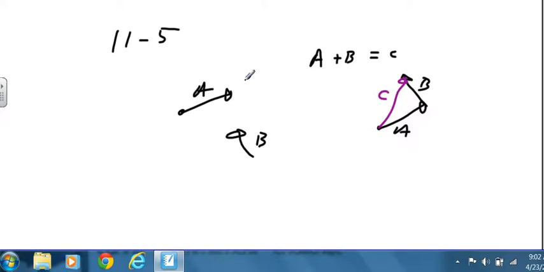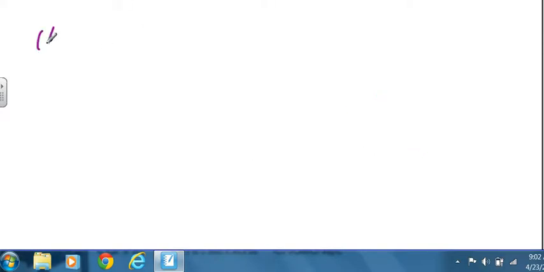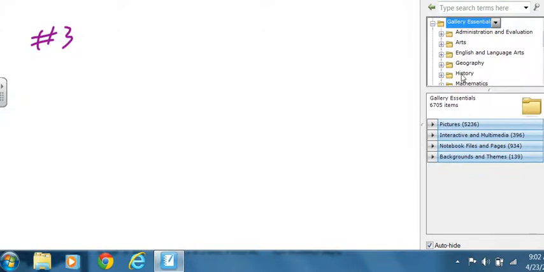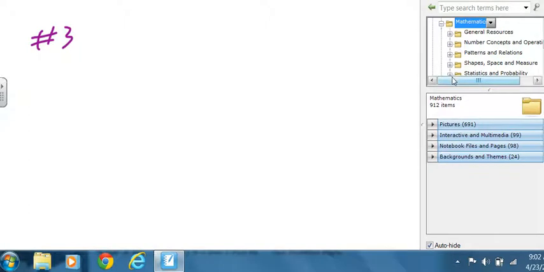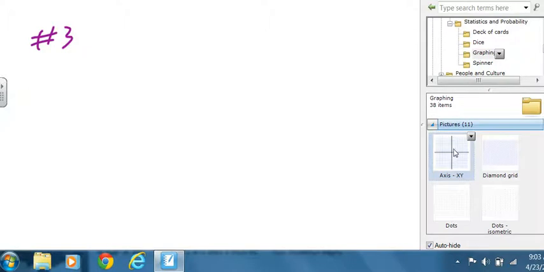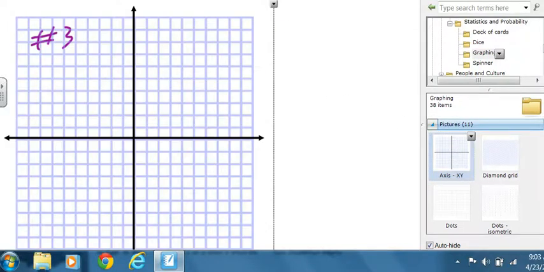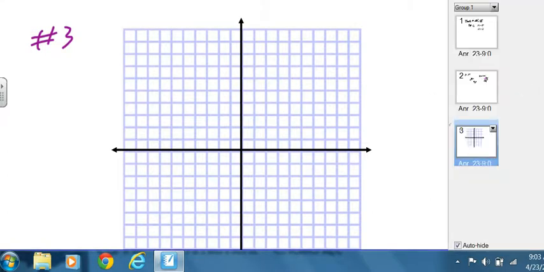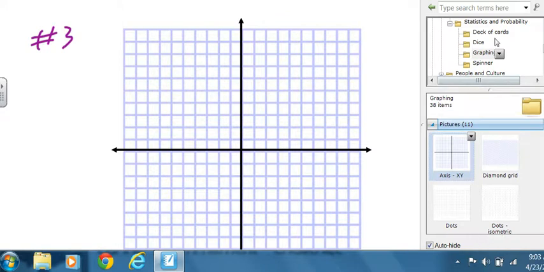So we're going to look at problem number 3. And the first thing we're going to need is an XY coordinate system, so we'll go get one of them. Alright, so now we've got an XY coordinate system, so that's pretty cool. And then the next thing we're going to need is a protractor, so we'll go looking for a protractor.